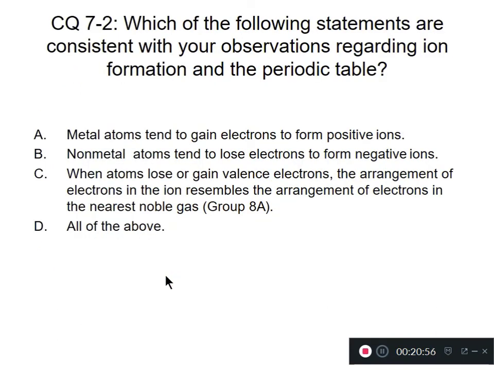So let's wrap up what we talked about with a couple of questions. Which of the following statements are consistent with your observations regarding ion formation in the periodic table? Metal atoms tend to gain electrons to form positive ions. Non-metal atoms tend to lose electrons to form negative ions. When atoms lose or gain electrons, the arrangement of electrons in the ion resembles the arrangement of electrons in the nearest noble gas. Or, all of the above.